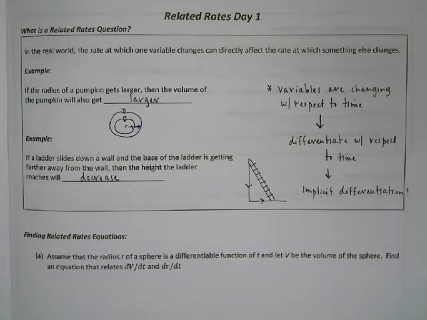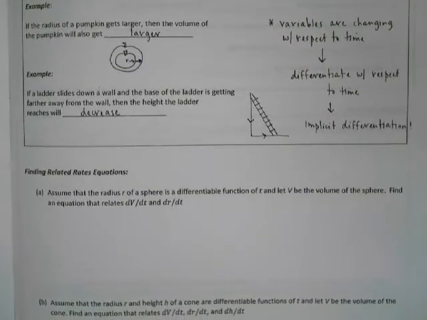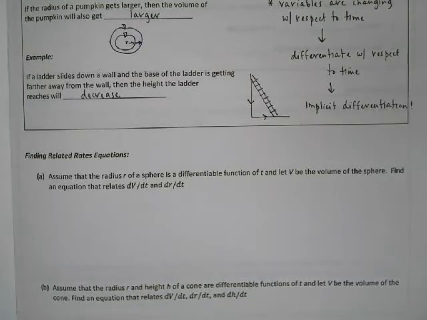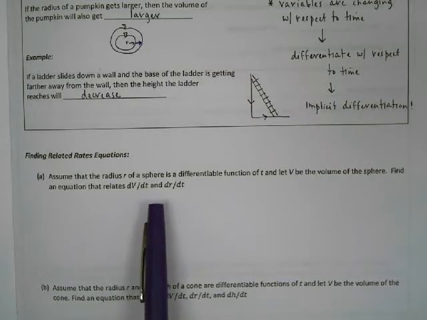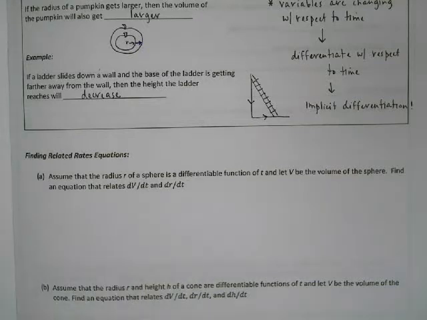The first couple of problems here just give us practice with finding these equations, so relating the variables and then finding their derivatives using implicit differentiation. Our first question says, assume that the radius r of a sphere is a differentiable function of time t, and let v be the volume of the sphere. Find an equation that relates dv/dt, the derivative of volume with respect to time, and dr/dt, the derivative of the radius with respect to time.